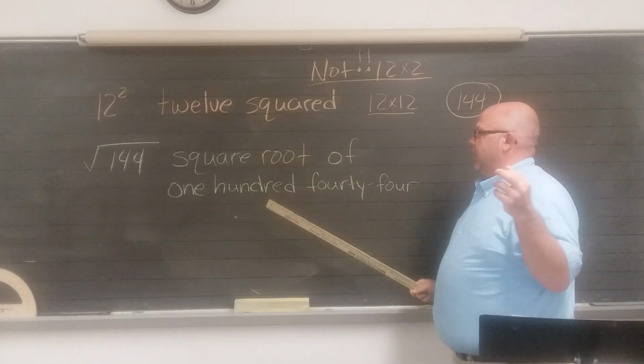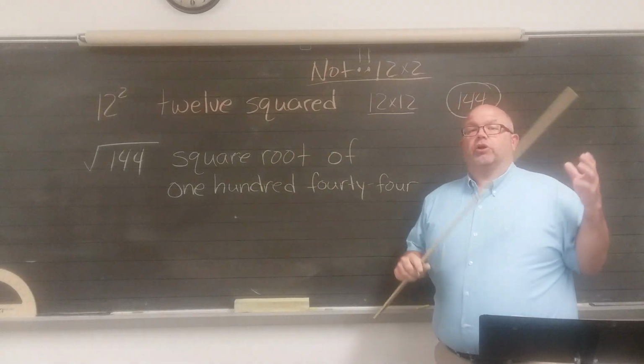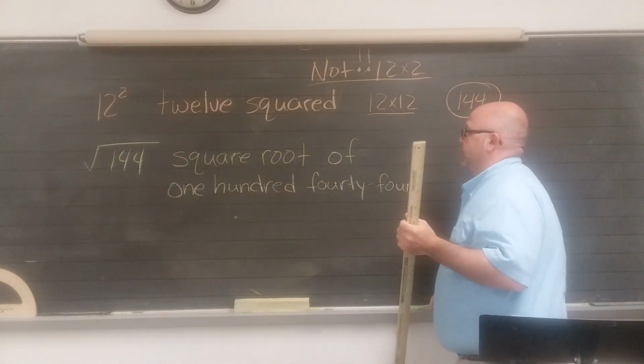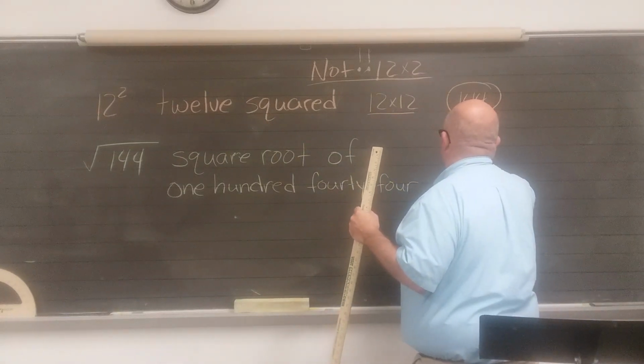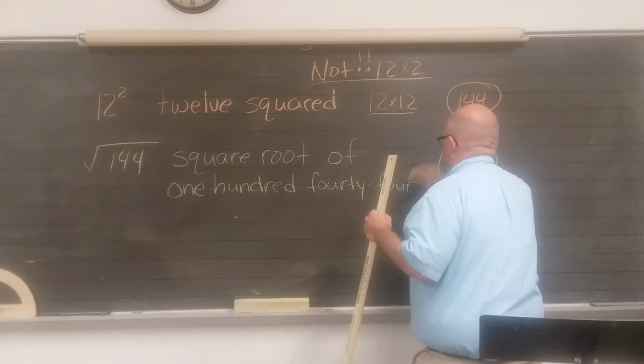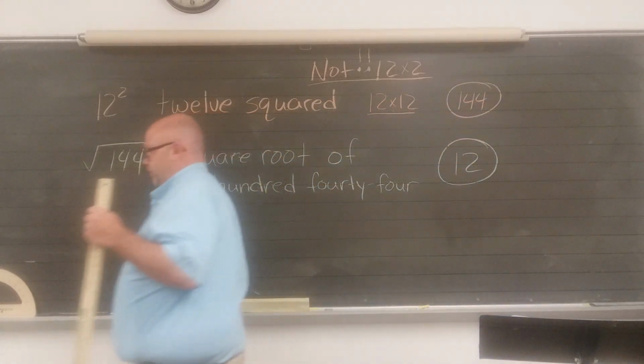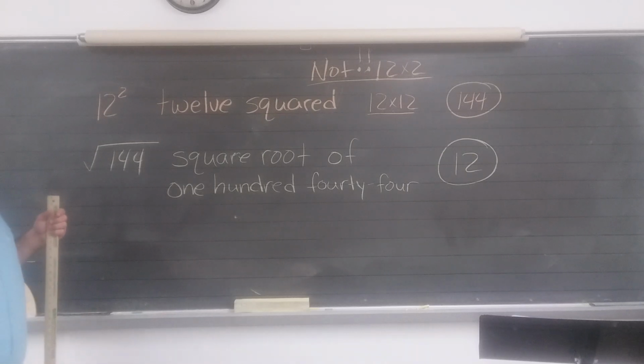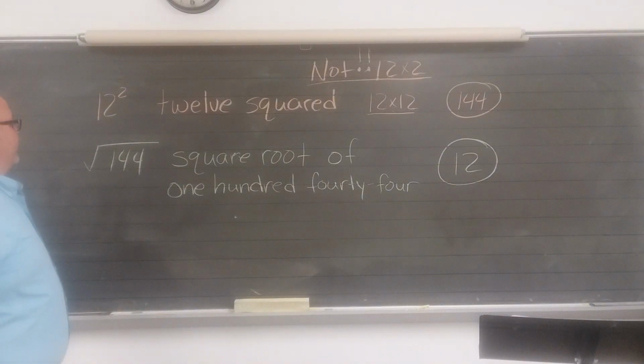Square root of 144 means what number times that same number equals 144. So 12 is then the square root of 144. So just look at that, have that language, have that relationship known in your head when you're doing this.